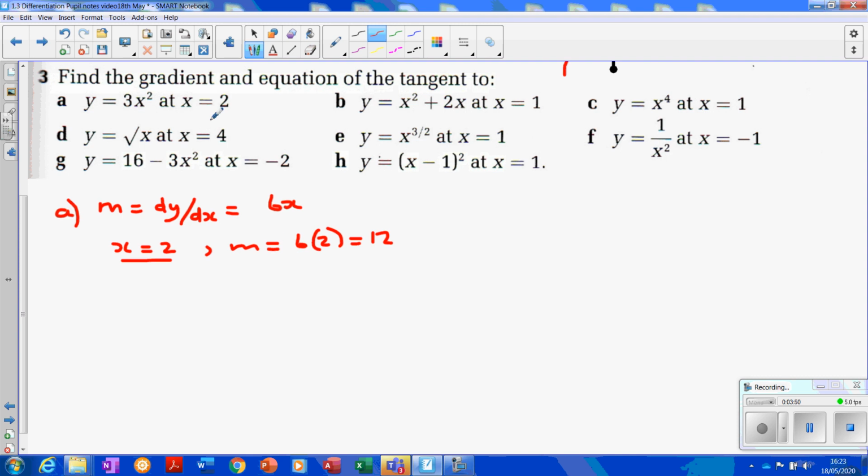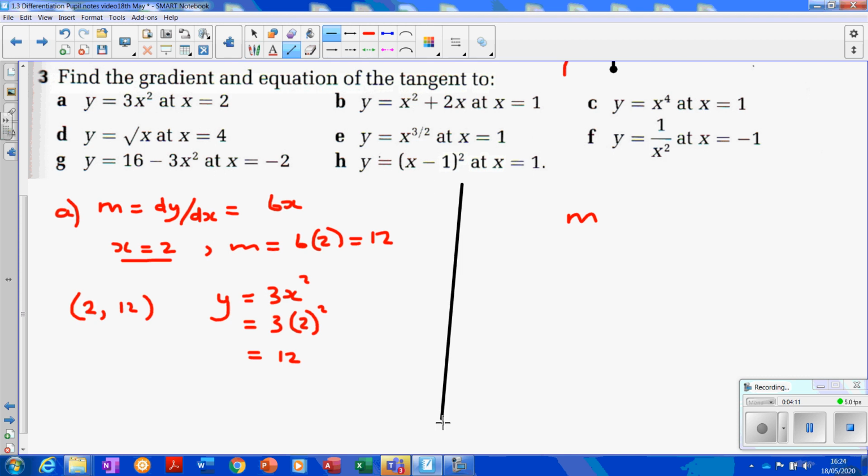Now I want an equation, so I really need a point. I know that x is 2, but I don't know the y coordinate. But I do know that y is equal to 3 lots of x squared, which is 3 lots of 2 squared. 2 squared is 4, 3 fours are 12. So now I've got the point and I've got the gradient. I'll summarise that over here.